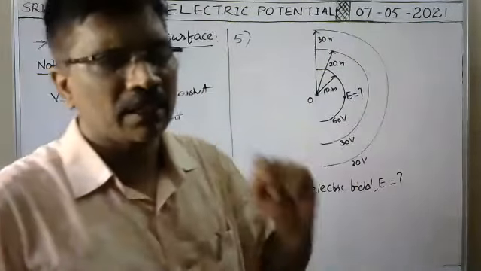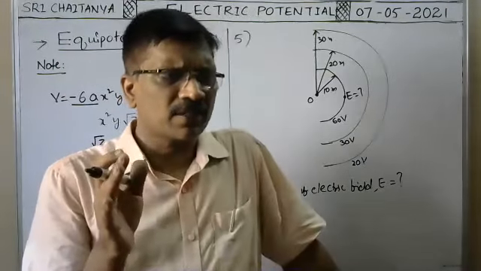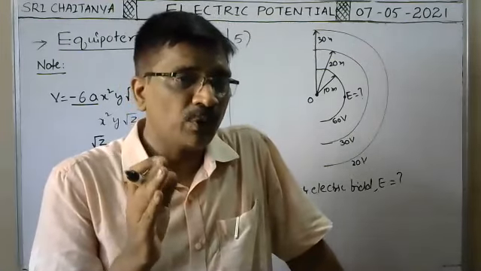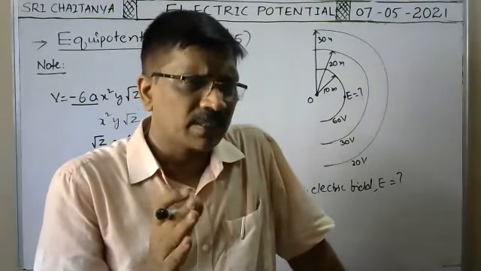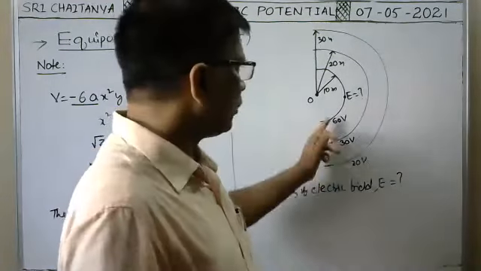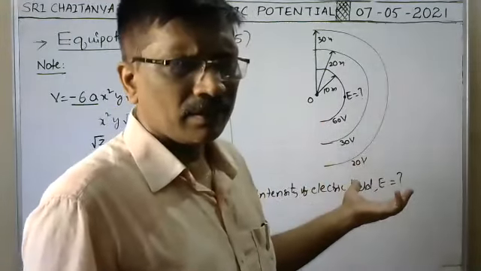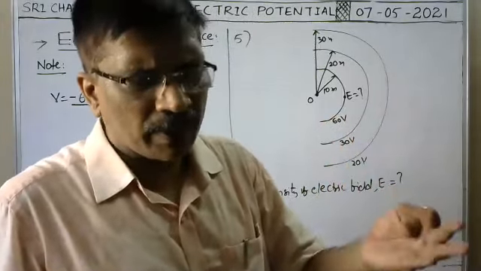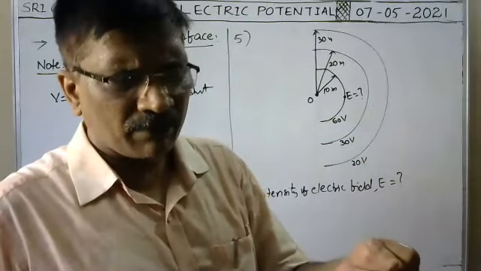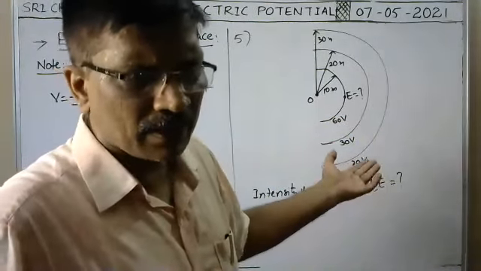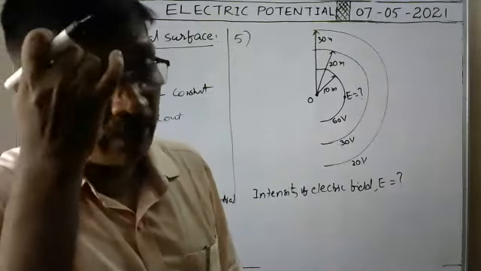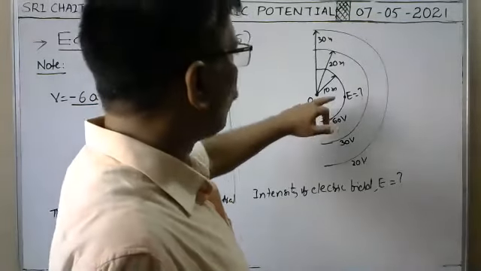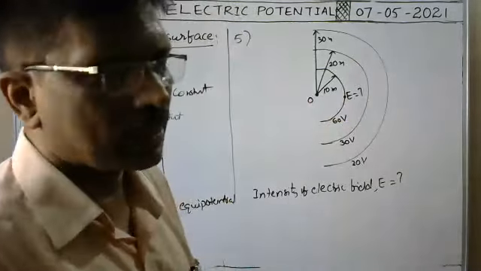In case of uniform electric field, all equipotential surfaces are parallel to each other. I said already. But here these equipotential surfaces are spherical. In which case it is possible? Due to a point charge, or due to a charged conducting sphere or non-conducting sphere, the equipotential surfaces are spherical. Okay, so the electric field here is non-uniform. So at this point, what is the intensity of electric field? That is the question they ask.